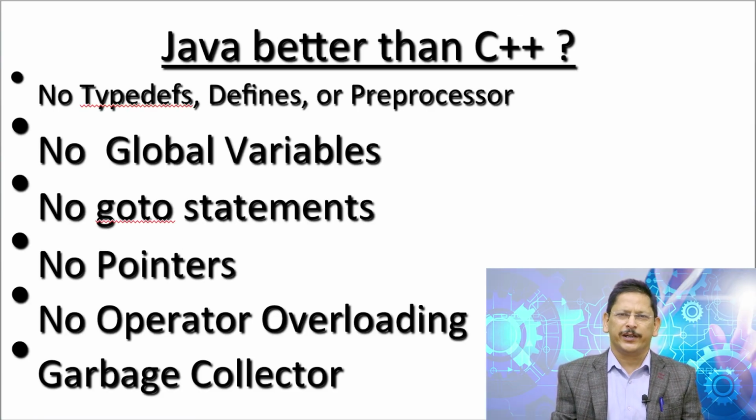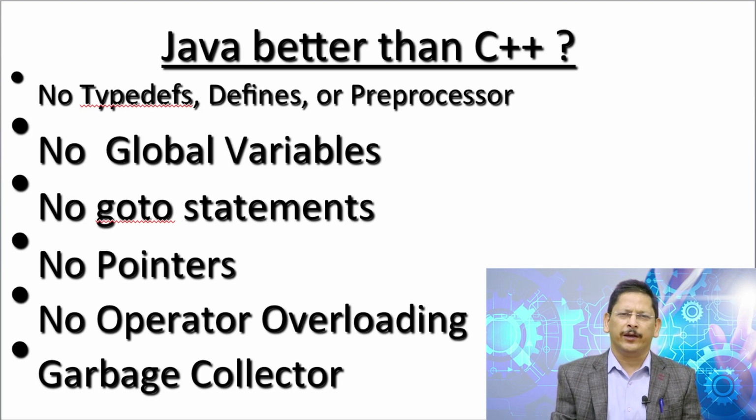Now, how is Java better than C++? This is a small comparison between Java and C++. In Java we have no typedef, no define statement, and no preprocessors. Like in C or C++, we use the define keyword or the include keyword. By using include, we include stdio.h, or in C++ iostream.h. In Java we don't have to worry about using these preprocessors. They are already included in the program.